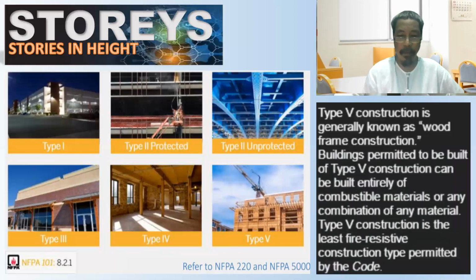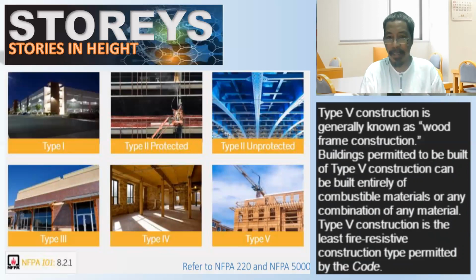Okay. What about Type 5? Type 5 construction is generally known as wood frame construction. So the structural members are wood frame. Buildings permitted to be built of Type 5 construction can be built entirely of combustible materials or any combination of any material. Type 5 construction is the least fire-resistive construction type permitted by the code. So at least it is permitted by the code, but it is the least fire resistive type of construction. Okay, so the structural members are also made of wood.